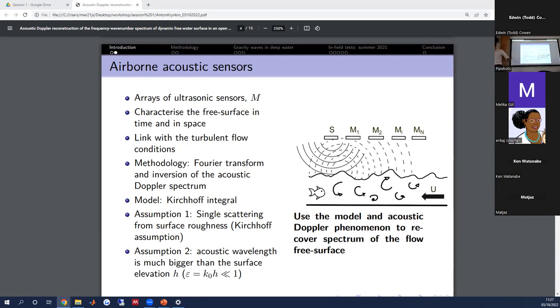And a good thing here, unlike radio waves or optics, acoustic waves bounce perfectly well from water, because the impedance contrast is massive. Everything basically comes back. And this is good for us. The only assumption here is that the acoustic wavelength has to be much bigger than the surface elevation. So as long as the wave amplitude is reasonably small in comparison to the acoustic wavelength, we're okay. We can measure it quite robustly.